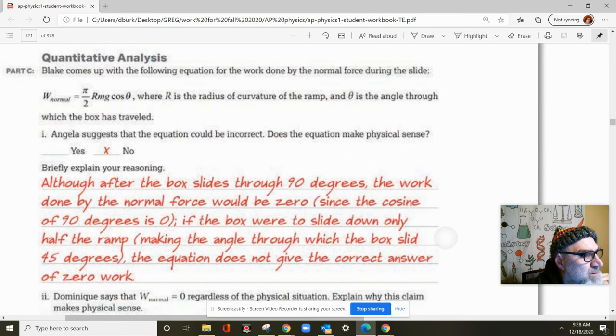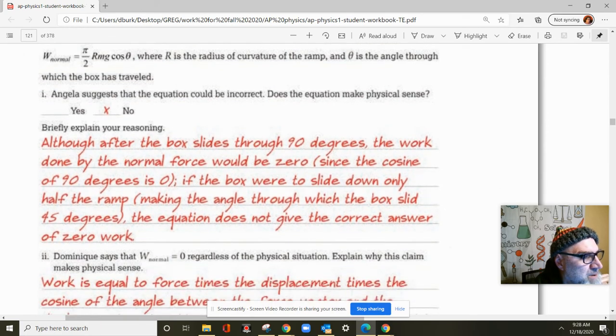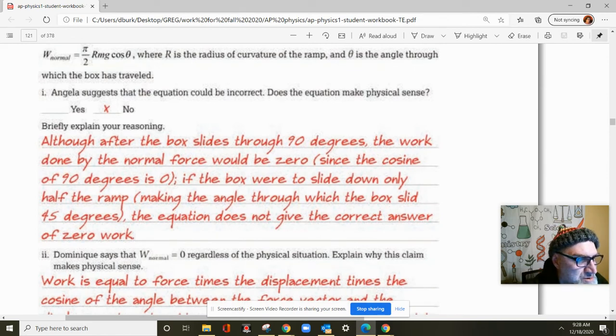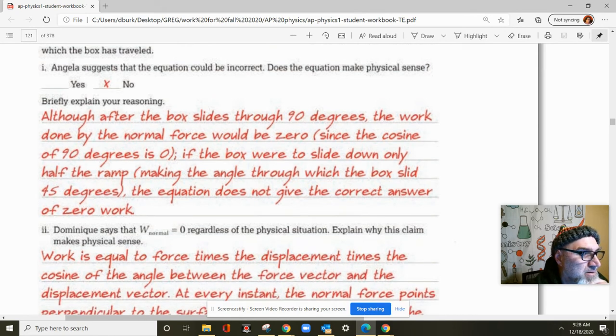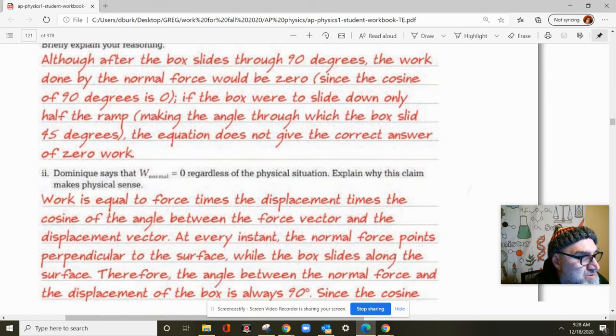All right, so Blake comes up with an equation for the work done by the normal force. Long story short, the normal force doesn't do work because the normal force is always perpendicular to the displacement vector. The normal force vector is always at 90 degrees to the displacement vector at any time. You have to have at least a component of your force vector in the same plane as your displacement vector for either positive or negative work to be done. So the angle is always 90, and the cosine of 90 is 0, so there's never any work done.